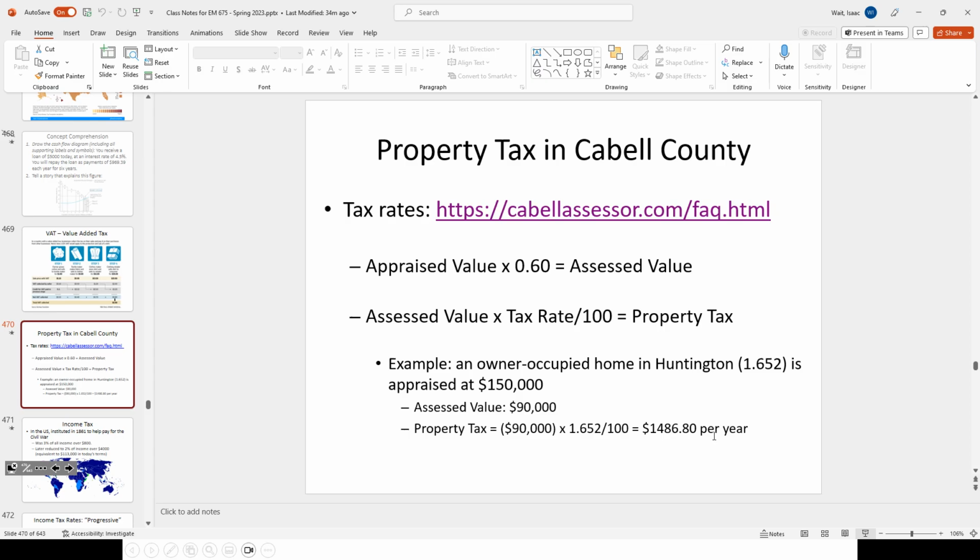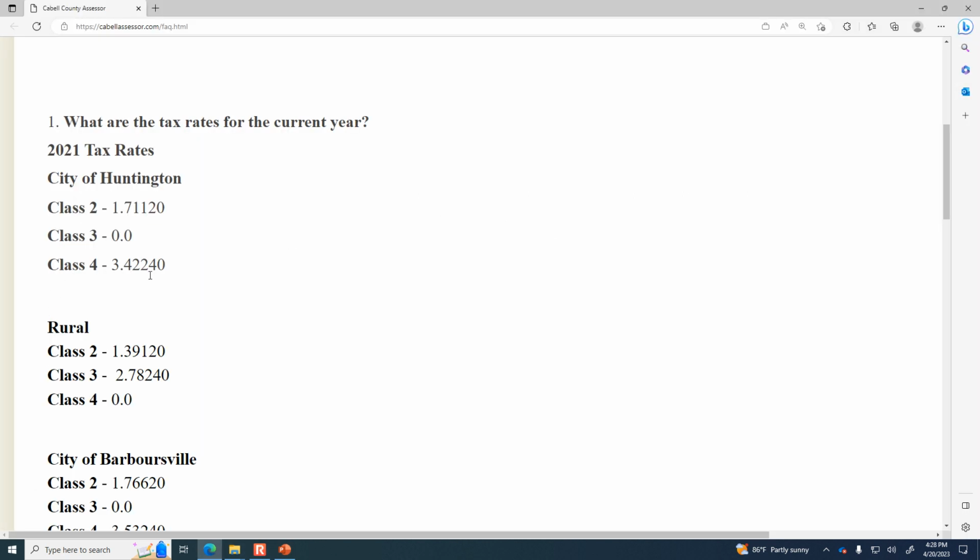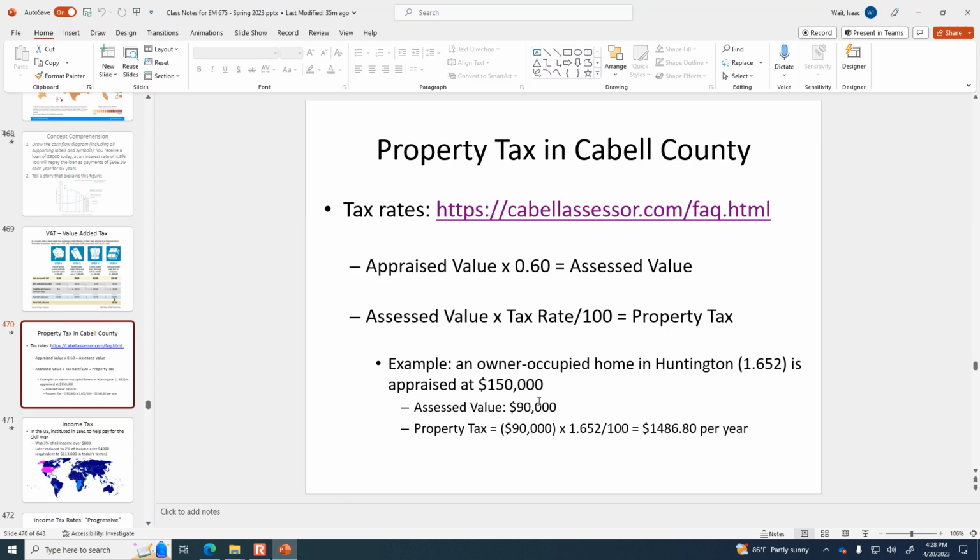And what was the renter rate in Huntington? 3.4224 out of 100. Okay, so instead of $1,486 a year, the property tax would be 3.4224 divided by 100 times 90,000, which is $3,080.